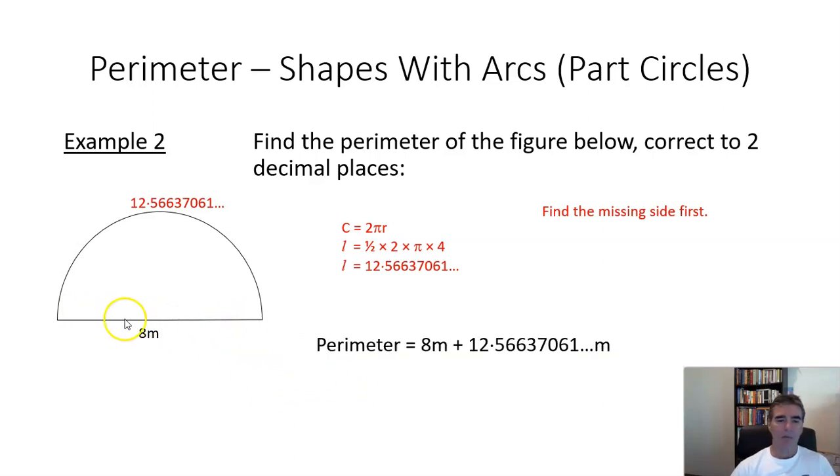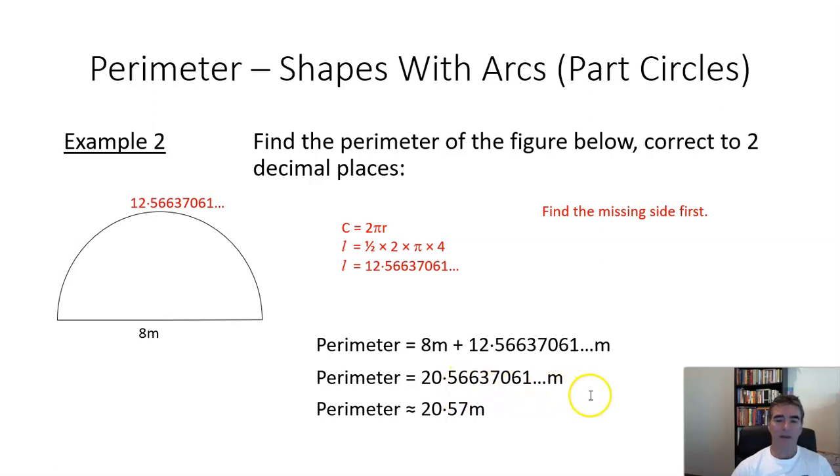Alright, so let's find our perimeter. 8 meters plus our 12.56. There's no other sides in there, our 8 and our 12.56. And we add those together. And then it says back up here, let's round it off to 2 decimal places. Decimal point, 1, 2. Check the next digit. It's a large digit, a 6. So that means this 6 in front is actually closer to a 7. And so we get the perimeter of this semicircle is approximately 20.57 meters.